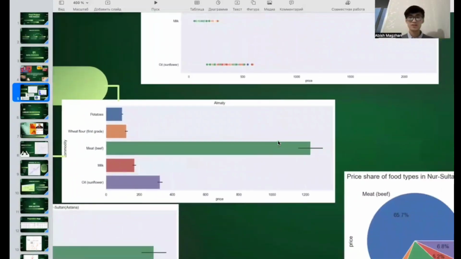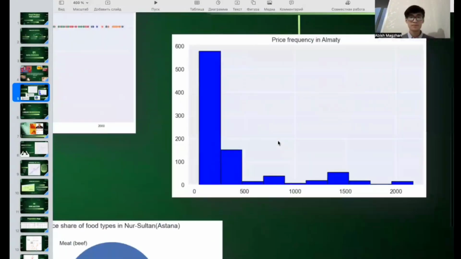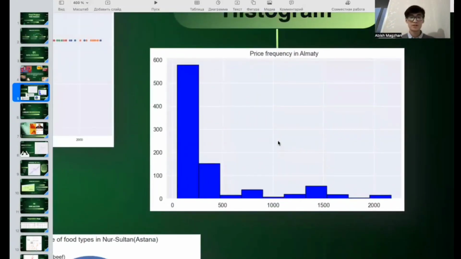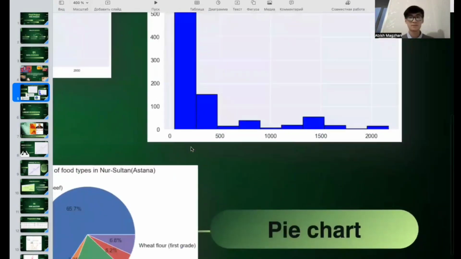Let's talk about the histogram. The histogram in our project is used to represent data presented as groups. It's an accurate method of graphical representation of the distribution of numerical data. This is a type of histogram where the x-axis represents price and the y-axis gives the frequency of the data.